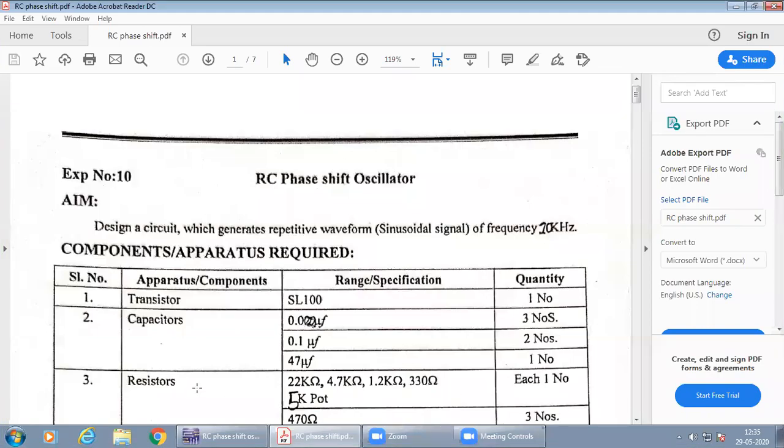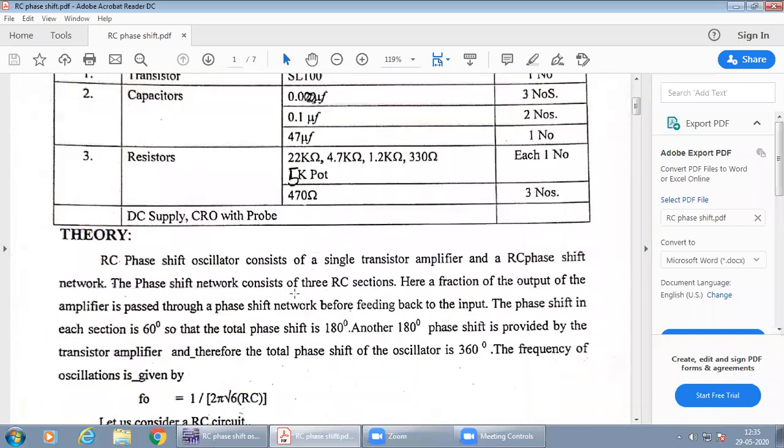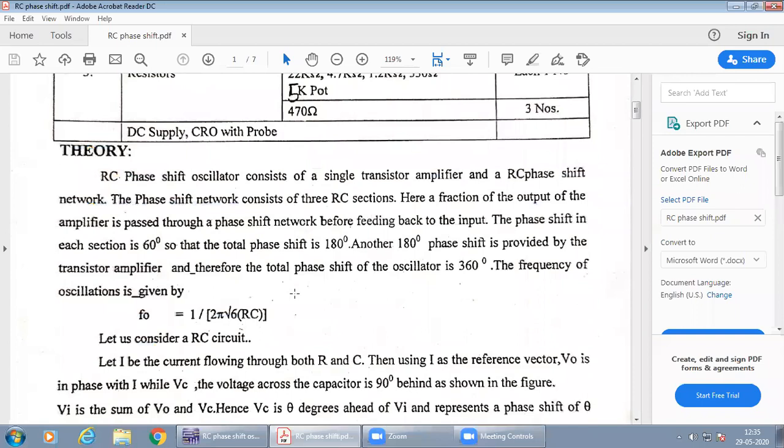The next experiment in part B is design of an RC phase shift oscillator. The aim is to design a circuit which generates a repetitive waveform, that is a sinusoidal signal of frequency 10 kilohertz. As per the theory, the relation for the frequency of oscillation is 1 by 2 pi RC into under root 6.